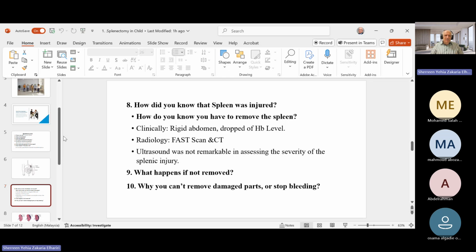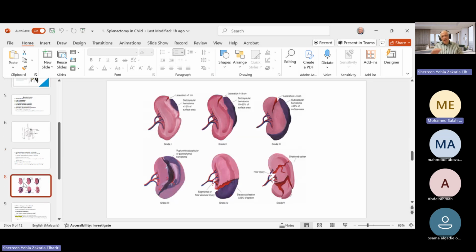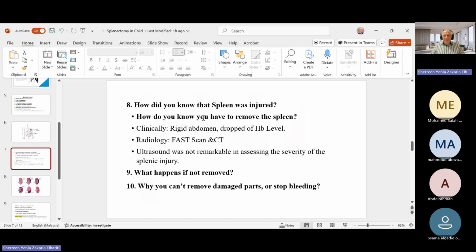How to confirm the grading of splenic injury? We have 5 grades of splenic injury. How to confirm it? By CT. Which grade of splenic injury do you need to remove? You must remove the spleen in grades 4 and 5. So back again: you know that clinically by rigid abdomen and dropped hemoglobin, and radiologically by FAST scan or ultrasound. So what happens if it is not removed?